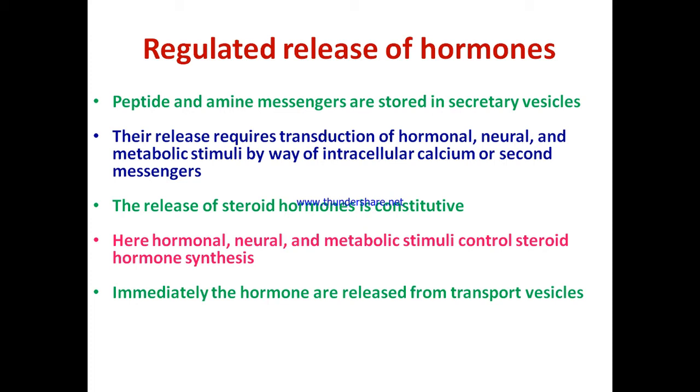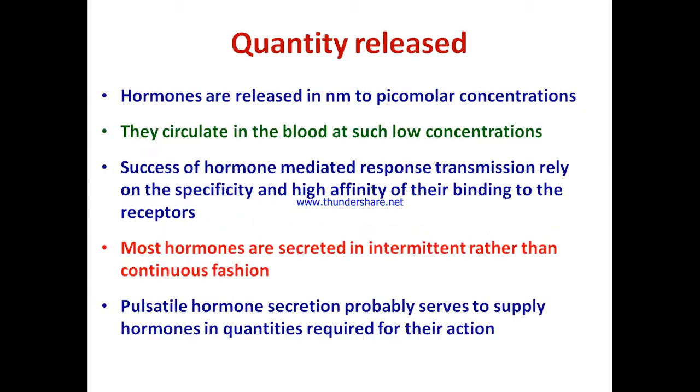The release of steroid hormones is constitutive. Here hormonal, neuronal and metabolic stimuli control steroid hormone synthesis. Immediately after synthesis, they will be filled in transport vesicles and the vesicles straight away move to the cell surface membrane, rupture and release into the blood circulation or into the interstitial space. So immediately the hormones are released from the transport vesicles. So these are the two types of hormone release.